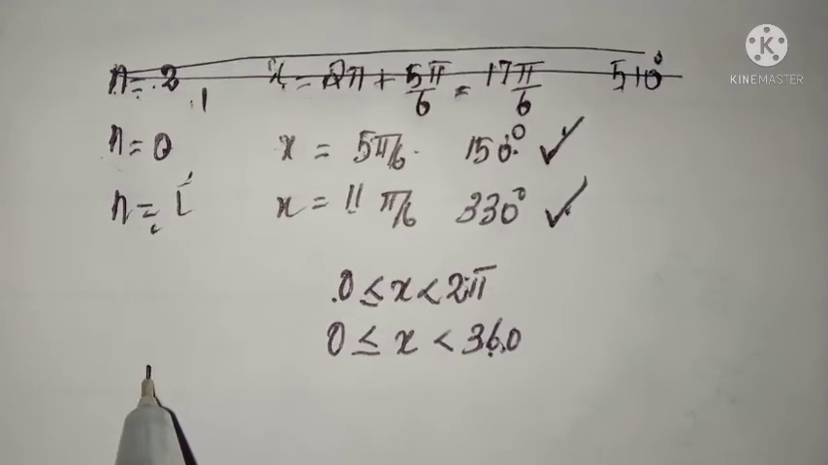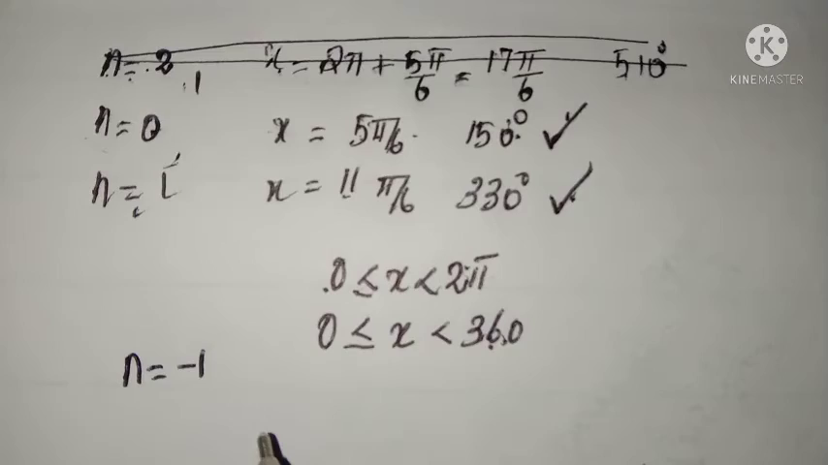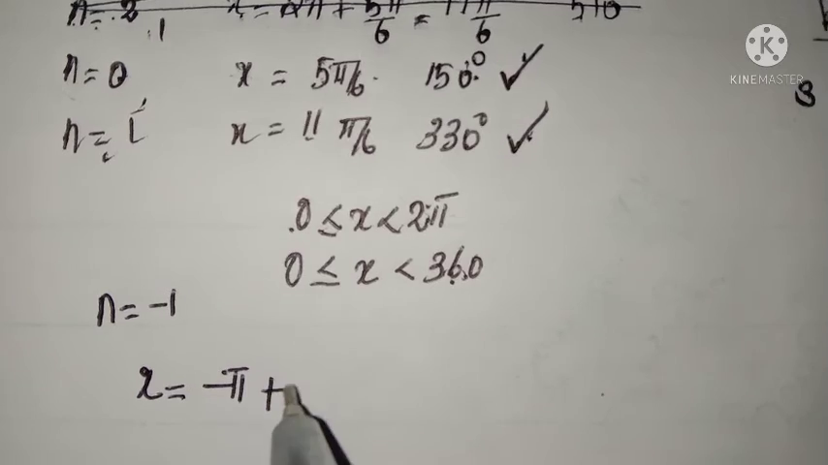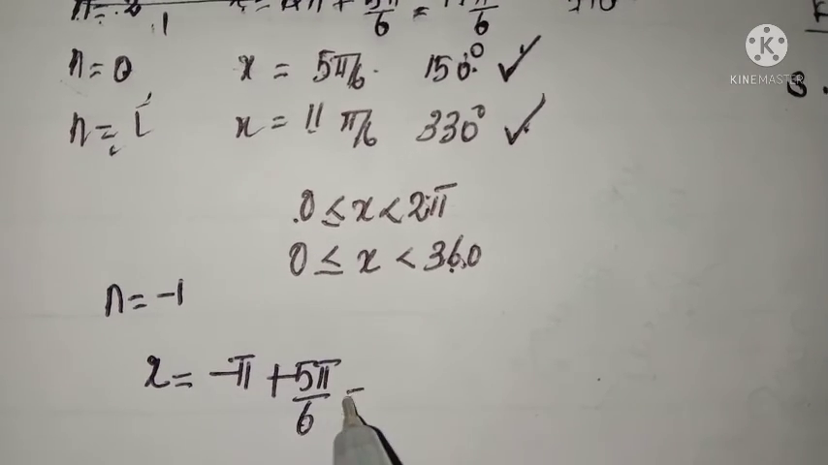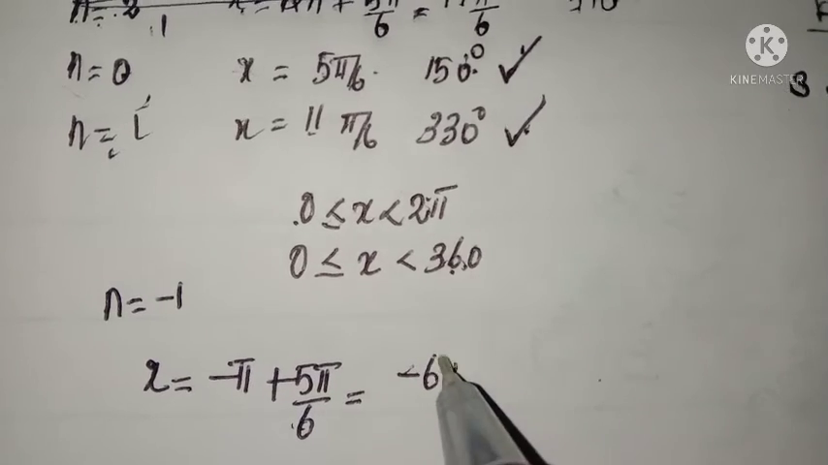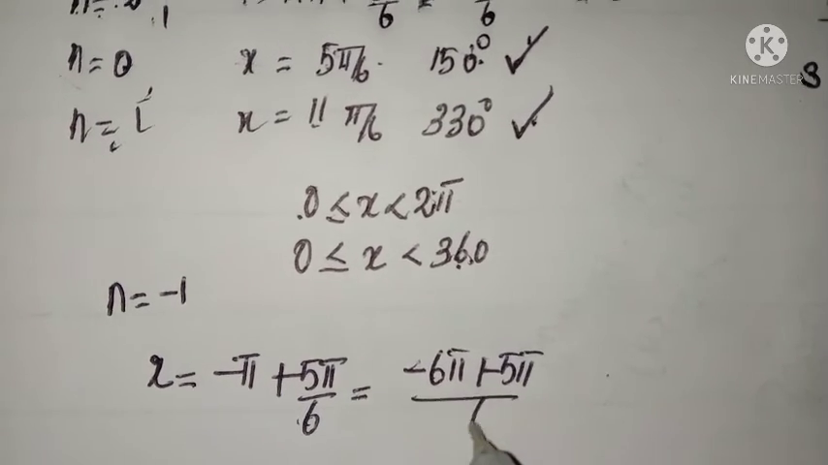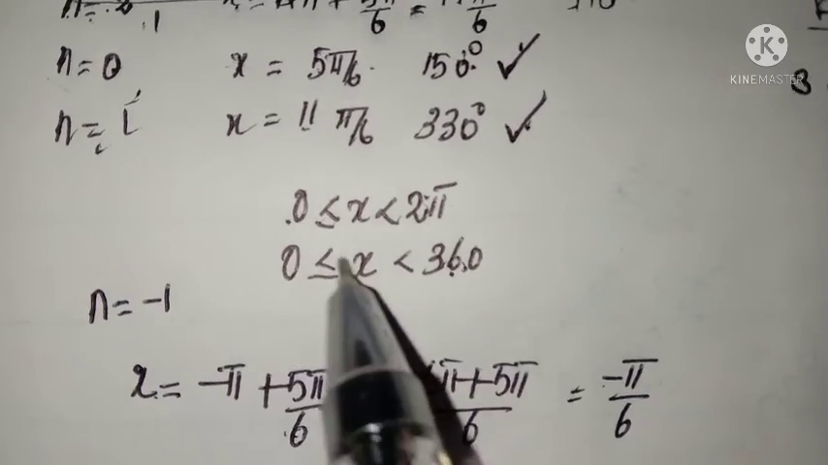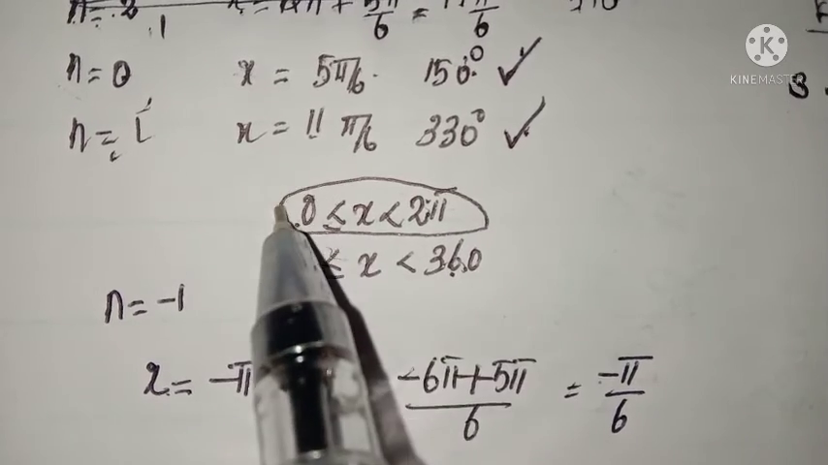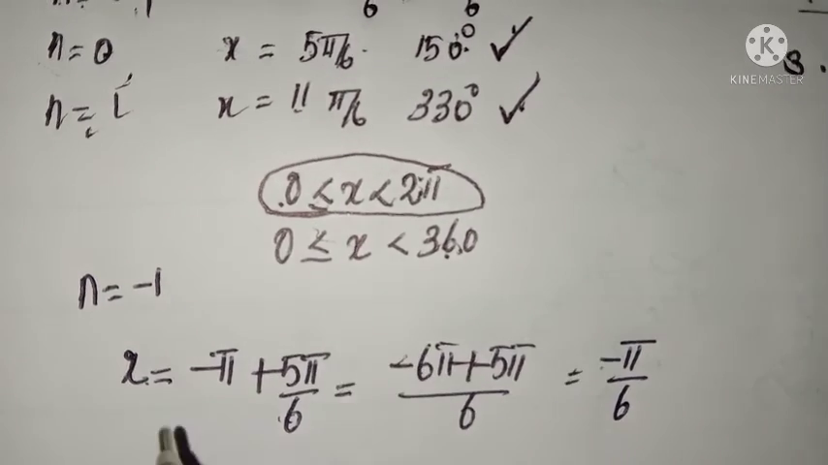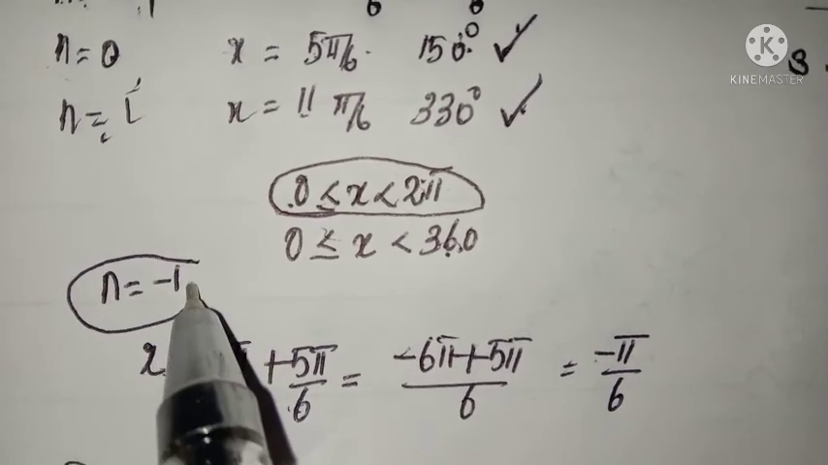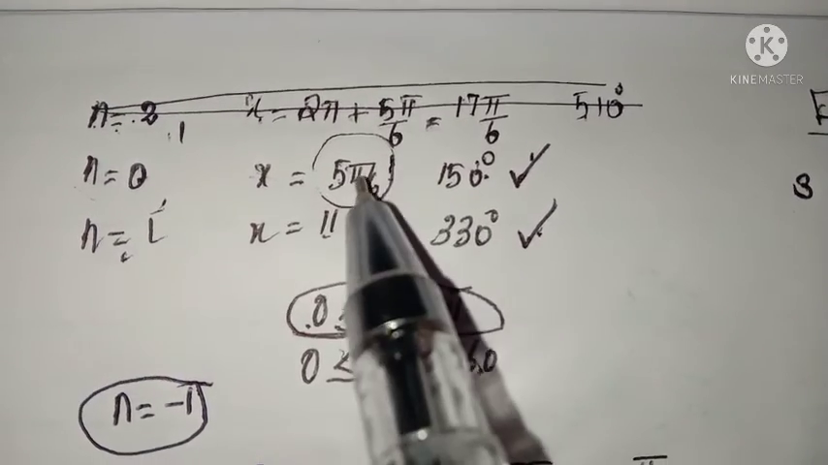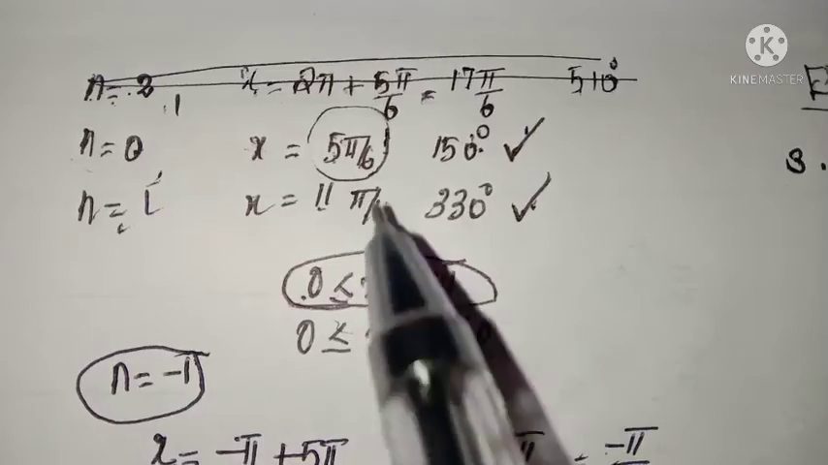Now what about negative integers? If we put n equal to negative 1, then what is x? X equal to negative pi plus 5 pi by 6. This gives negative 6 pi plus 5 pi by 6. This gives negative pi by 6. So it is a negative value. Listen, in this interval there is no negative x value, so we cannot consider negative integers. So the only principal solutions are 5 pi by 6 and 11 pi by 6.